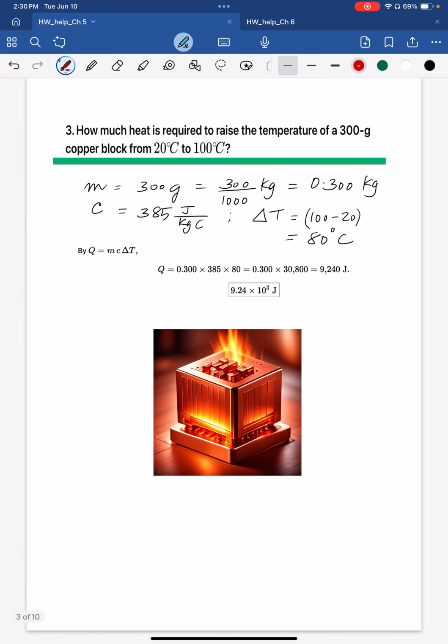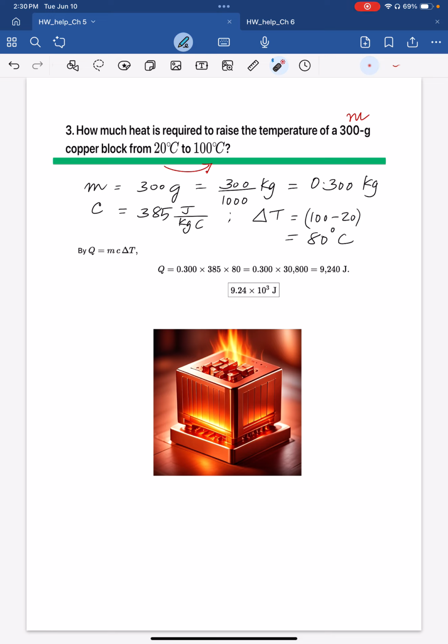Brings us to number 3. How much heat is required to raise the temperature of a 300-gram copper block from 20 to 100 Celsius? So here you have the mass given, the mass of the block. You have the change in temperature given, which is 80 Celsius. And the formula for finding the heat required is Q, that's the quantity of heat, is mass times this constant for copper. It's called the specific heat.